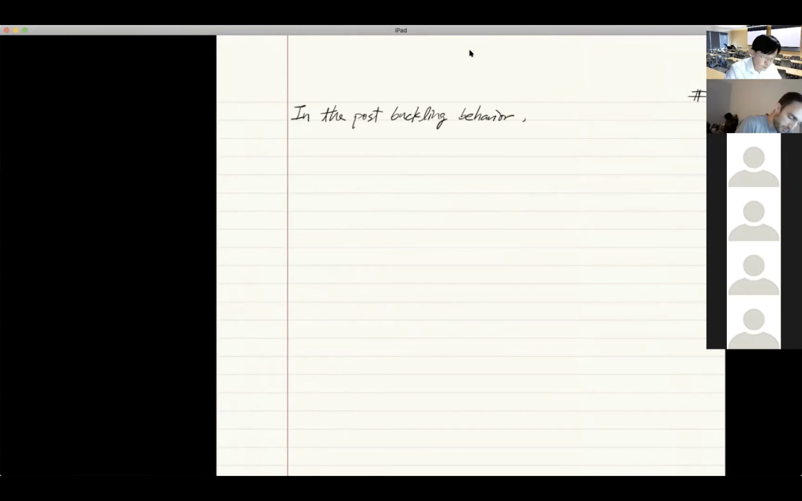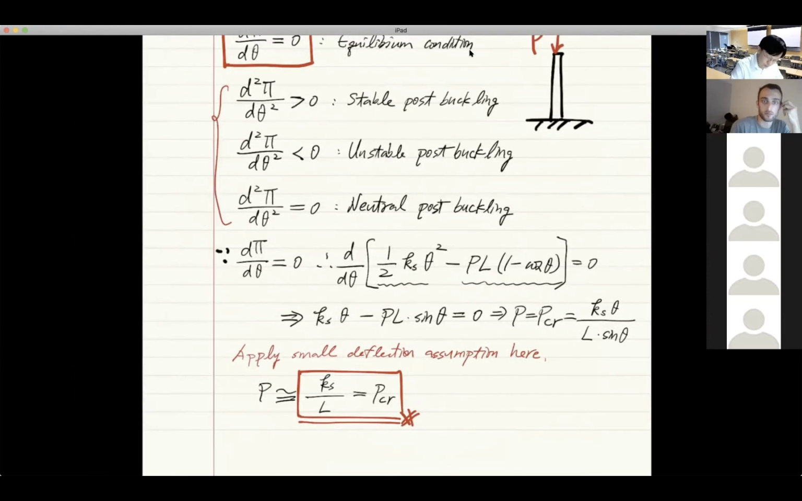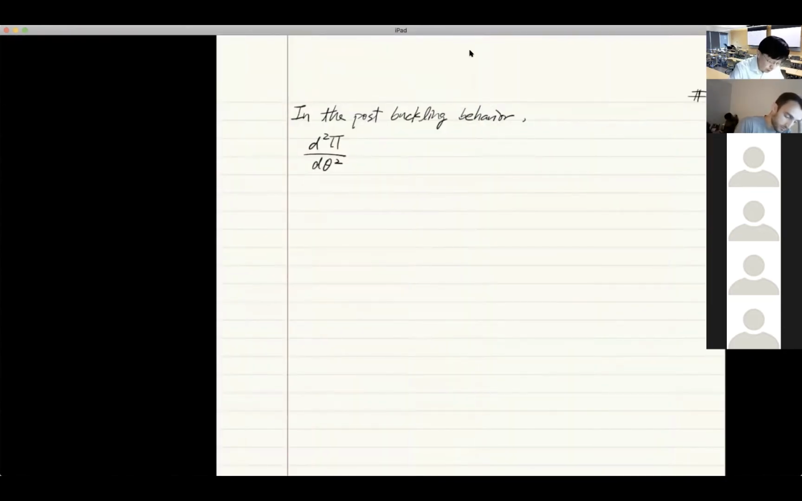We're going to look at the second order derivatives. You already had the first order derivative, and how do we get the second order derivative? Differentiate the whole thing, the expression of total potential energy, with respect to theta again, and that expression is right here. So what do we get? The first term will become just Ks, right? So this will just become Ks minus P times L times cosine theta, right? Cosine theta.